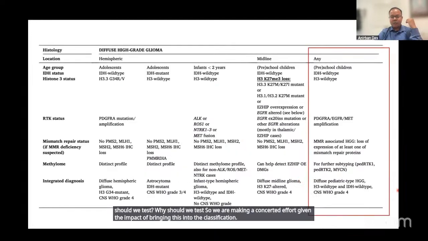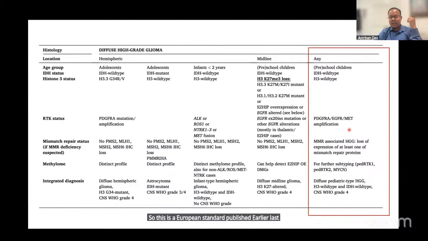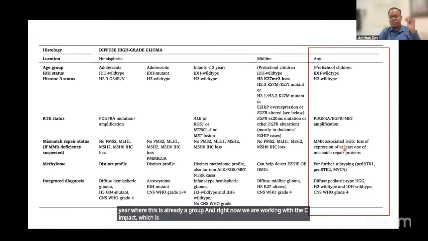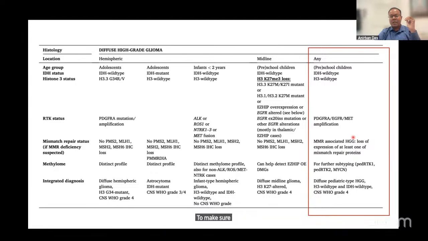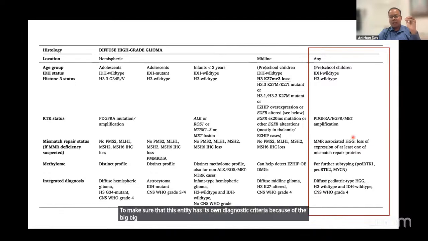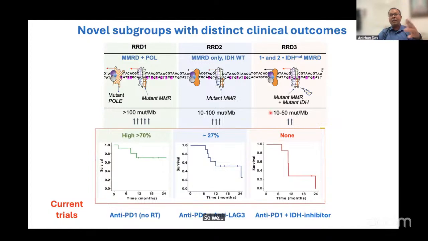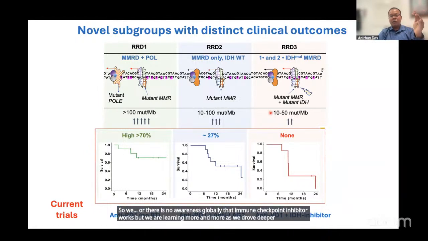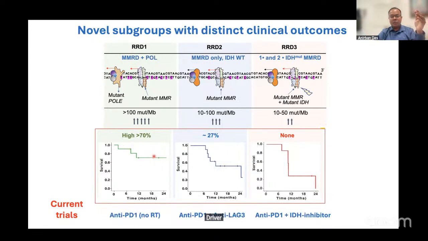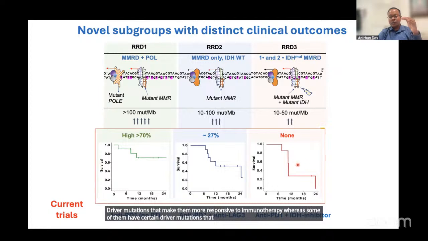So we are making a concerted effort given the impact of bringing this into the classification. This is a European standard published later last year, where this is already a group. And right now we are working with cIMPACT, which is the precursor of the next WHO classification, to make sure that this entity has its own diagnostic criteria because of the big impact that immunotherapy has had for these kinds of tumors. There is now awareness globally that immune checkpoint inhibitors work, but we are learning more and more as we probe deeper. And we now know that all these are not the same, because some of these may have additional driver mutations that make them more responsive to immunotherapy, whereas some of them have certain driver mutations that don't make them amenable to immunotherapy.